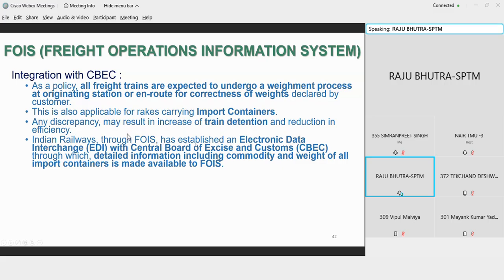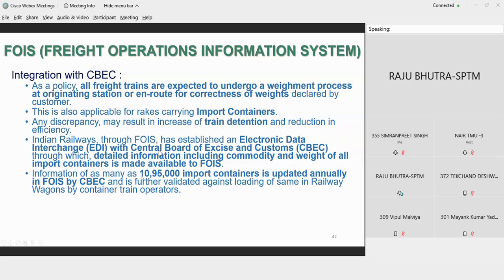Indian Railways, through FOIS, has established an electronic data interchange with the CBEC. CBEC is the Central Board of Excise and Customs, through which detailed information including commodity and weight of all import containers is made available. So there is no need to weigh again en route or at the originating station, because the weight of all the import containers is available to FOIS using the electronic data interchange with the CBEC software.